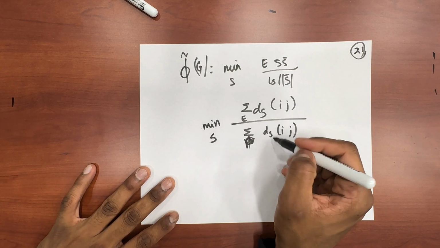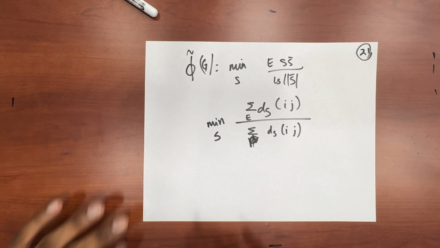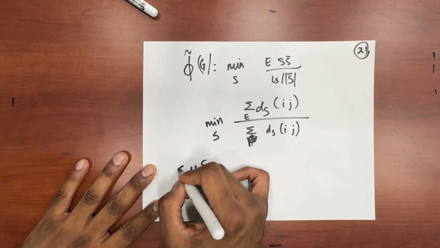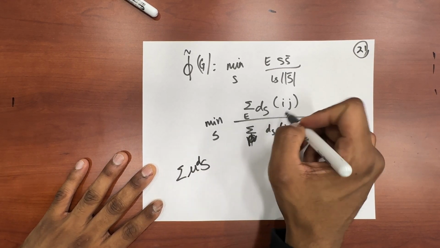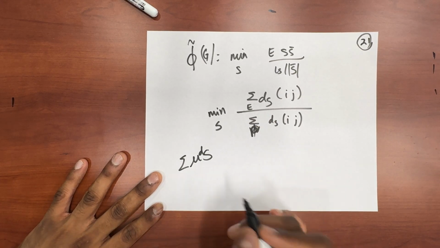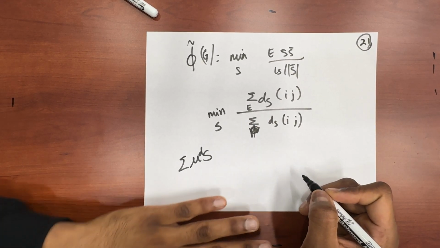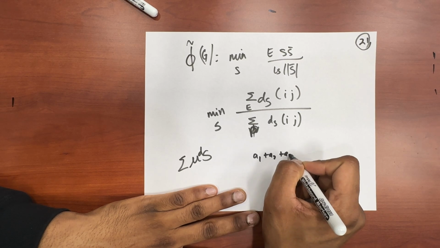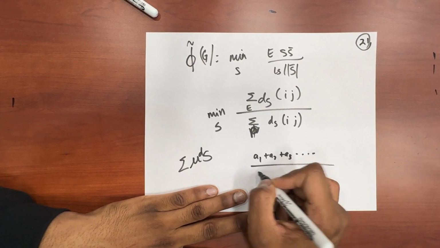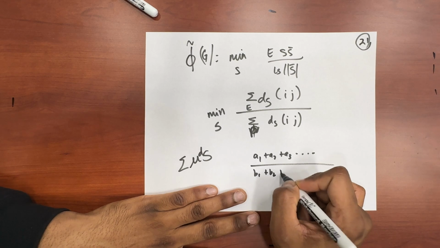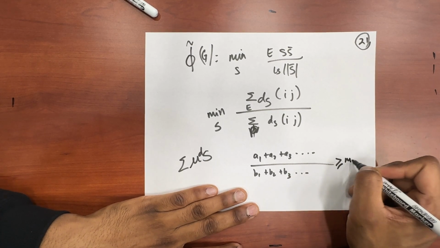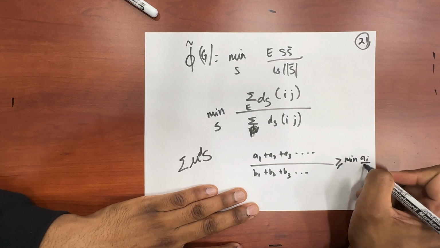So now this ratio is a little bit off, because we worked so hard to combine mu's of S's, mu's of d_S's. We would like to have some linear combination here. So here's where this inequality helps: A1 plus A2 plus A3 and so on, divided by B1 plus B2 plus B3 and so on, is greater than or equal to the minimum of A_i divided by B_i.